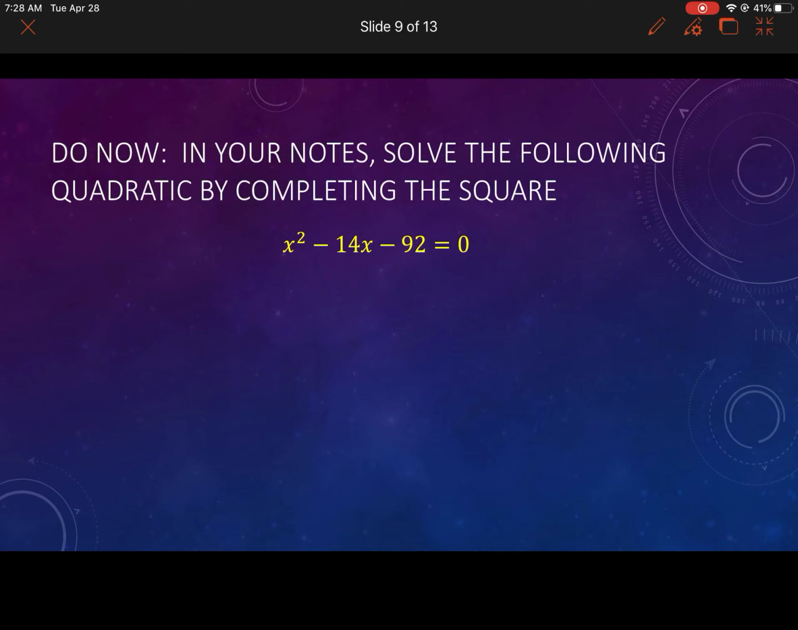Okay, so the first thing we've got to do is move the negative 92 to the right hand side. So we're just going to add that to both sides. Remember, we're going to leave a space here to complete our square. So 92 is on the right, and whatever we add to the left side, we're going to add to the right side.